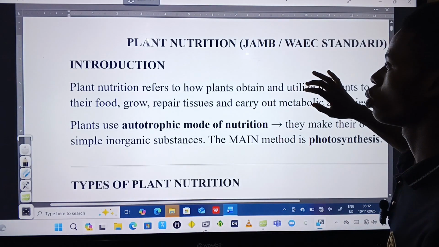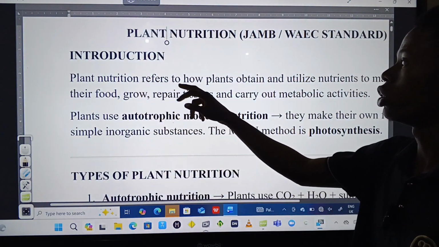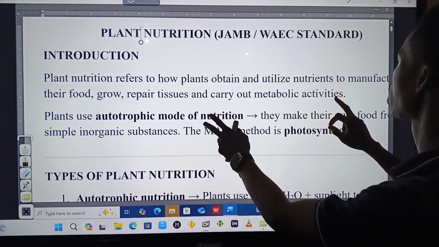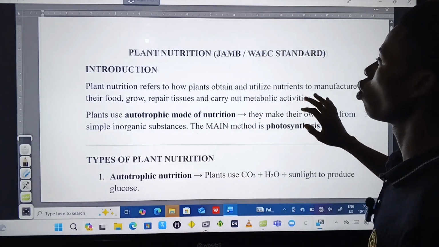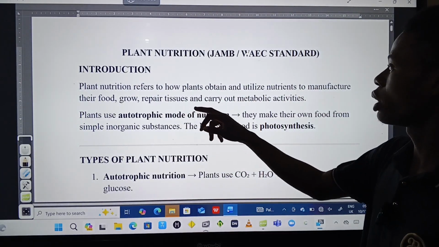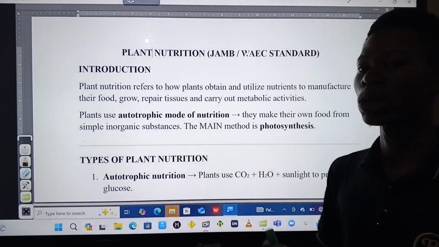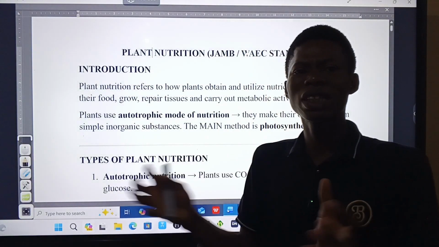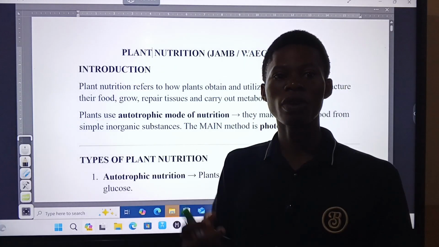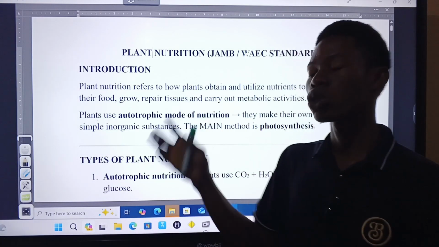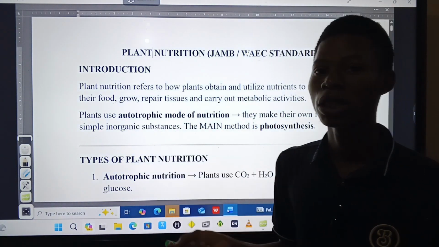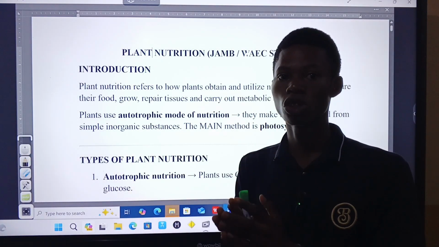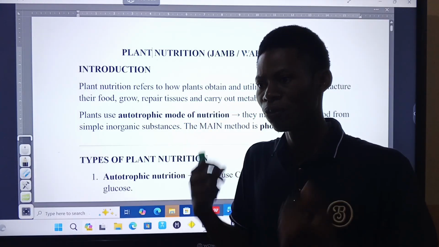Now, the first thing you have to know is plant nutrition refers to how plants obtain and utilize their nutrients to manufacture their food, grow, repair tissues, and carry out metabolic activities. So basically, when we talk about plant nutrition, we are talking about how plants obtain their food, how plants manufacture their food in order to grow, in order to repair their tissues, in order to carry out other metabolic activities. That is plant nutrition. How does a plant eat, feed?